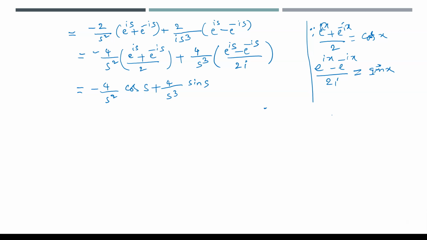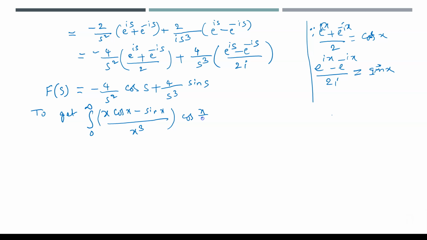Okay, now therefore we can write f(s) equal to this. Now we have to evaluate the value of the integral. So here to get the integral from 0 to infinity of (x cos x minus sin x) upon x cube into cos x by 2 dx.